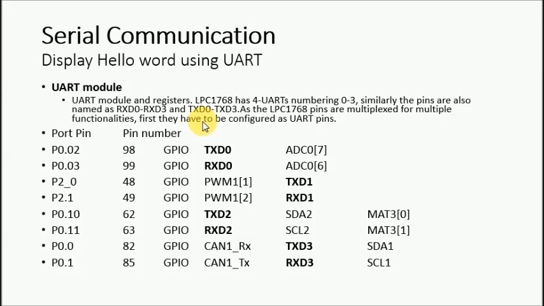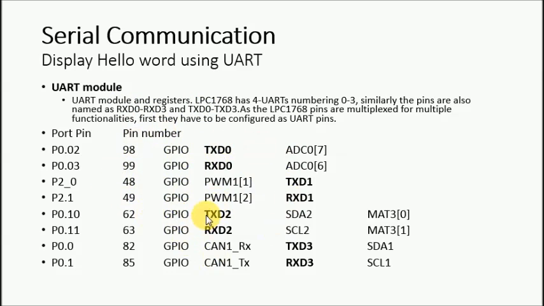Similarly, there are separate pins for these UARTs. For receiving we have RxD0 to RxD3, and for transmission we have TXD0 to TXD3. So each UART has a separate RxD and TXD pin. But in the LPC1768, the low pin count device, many of the pins are multiplexed. So how do we configure the UART?